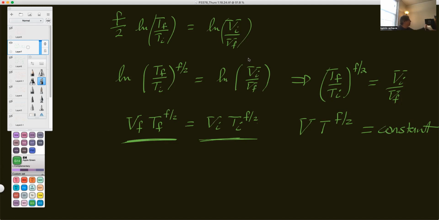Okay, so we're looking at adiabatic compression. So we see that this quantity V T to the F over 2 is a constant.